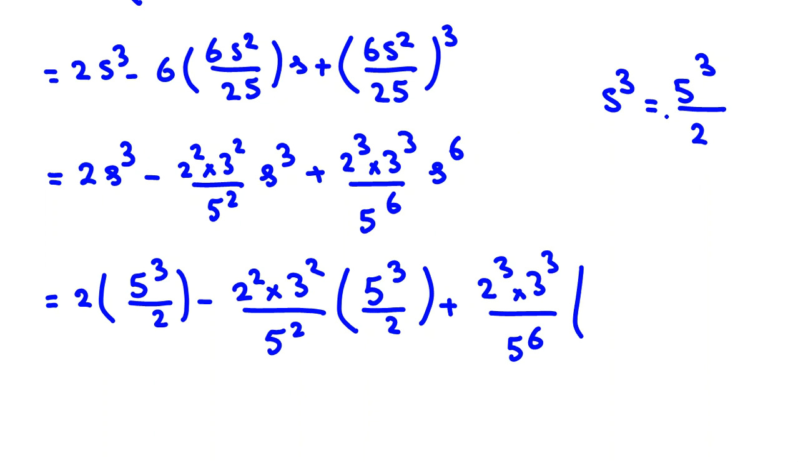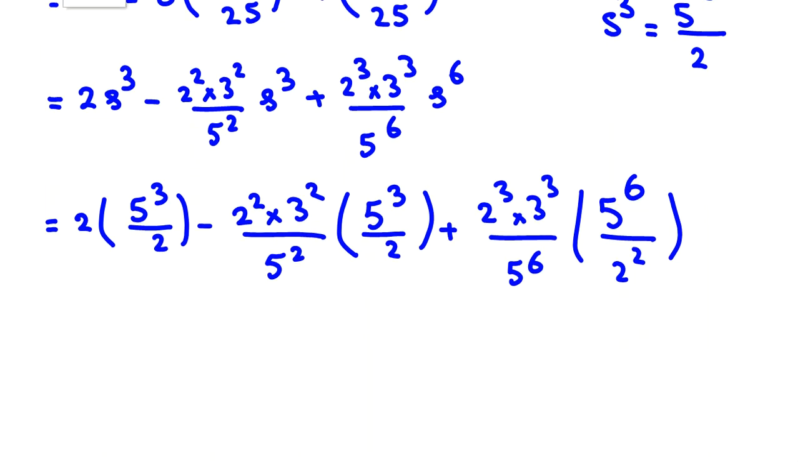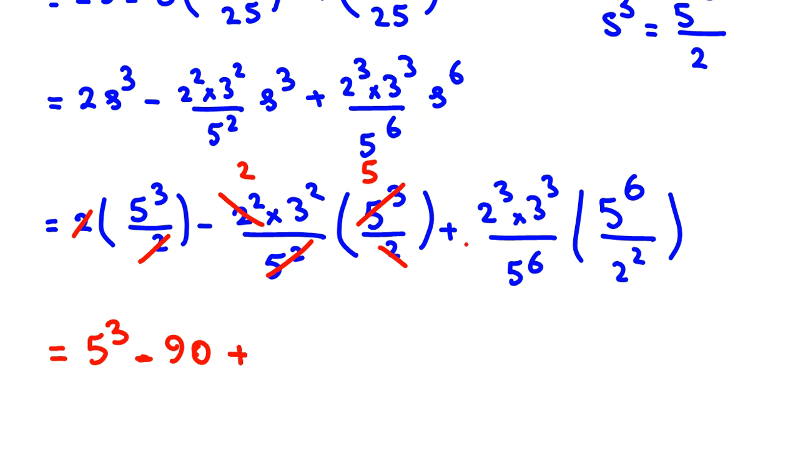of 6. S to the power of 6, you raise it to the power of 2, it will be 5 to the power of 6, 2 to the power of 2. So let's simplify these terms. 2 will be cancelled, it will be 5 cubed over 5 squared, this will be cancelled, 5, this will be cancelled, 2, it will be minus 9 times 3 squared, 2 times 5, 10, minus 90, plus 5 to the 6 will be cancelled, 2 squared, 2, 2, here we have 2 times 3 cubed, which will be 27.